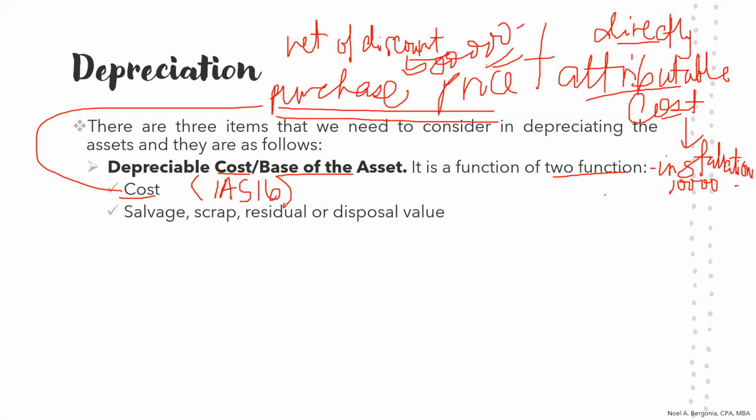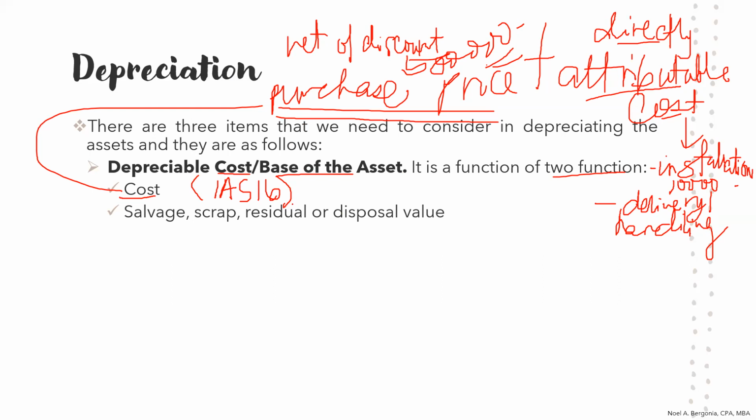Another example of a directly attributable cost is what we call delivery costs. Okay, or handling fee. Of course, for example, it came from another place, and you need to deliver it to your area or to your plant. So the delivery charge is also included in the cost. Okay, because we cannot use it without putting it where it should be. Okay, and many more.